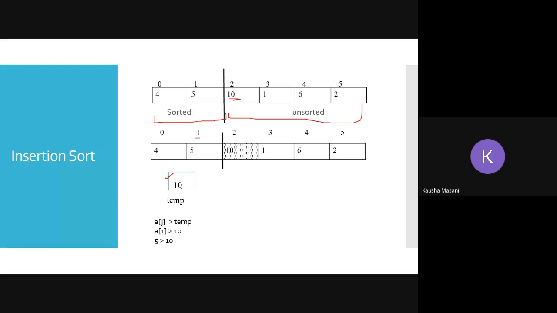Is 5 greater than 10? No. So what can we say? We assume that 10 is in its right position. So again we'll take this 10 and place it at index 2. And we are going to move this partition to here. Now this is my sorted array and this is my unsorted array. See, the partition is moved. So 4, 5 and 10 are part of my sorted array. 1, 6 and 2 are part of my unsorted array.